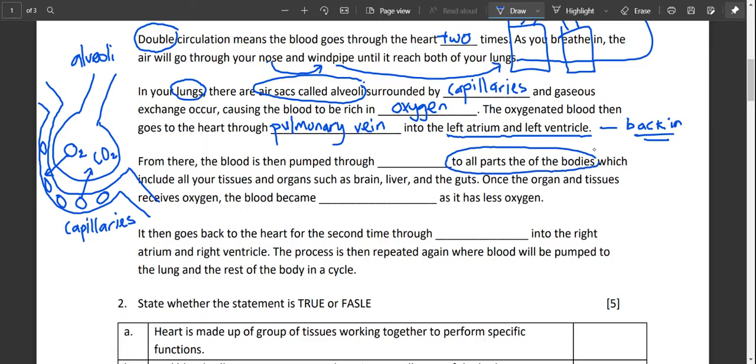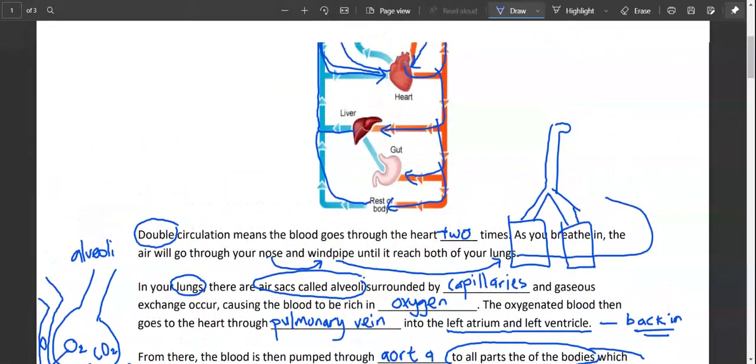From there, the blood is then pumped through blank to all part of the body. If it's pumped to all part of the body, it must mean it goes away. If it goes away to all part of the body, you must have the letter A and A. Therefore, this is A and A. It is aorta to all part of the bodies, which include all your tissues and organs such as brain, livers, and guts. So I'm just referring to the diagrams here.